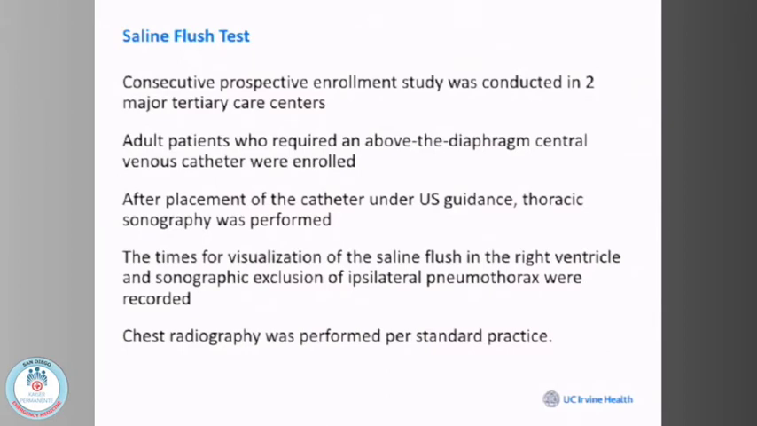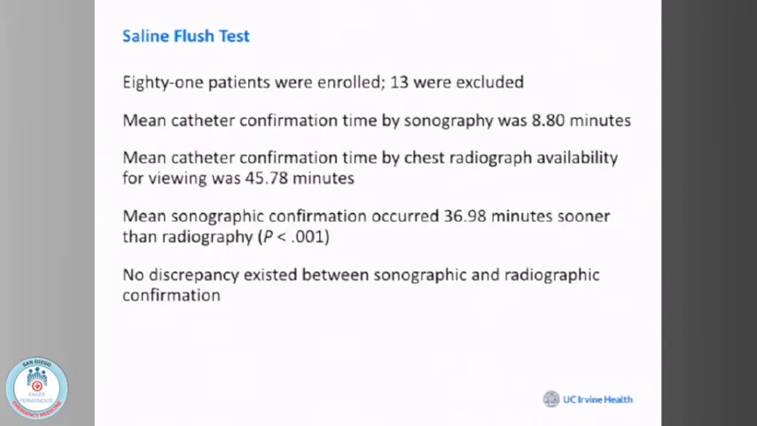So what they did was, any patient who had an above-the-diaphragm central line, they consecutively enrolled these patients. After they got the central line under ultrasound guidance, they looked at the heart for a saline flush in the right ventricle, and they also looked for an ipsilateral pneumothorax on that patient as well. They got chest x-rays on all these patients.